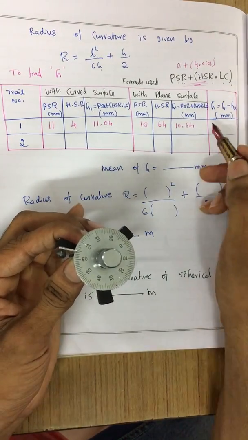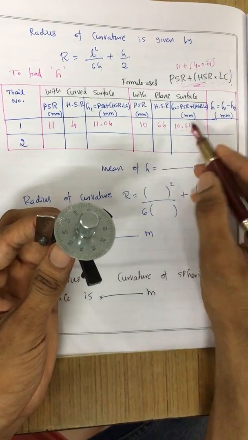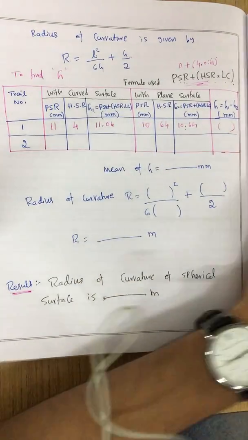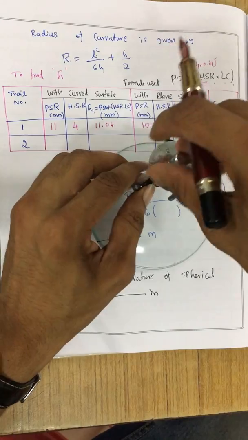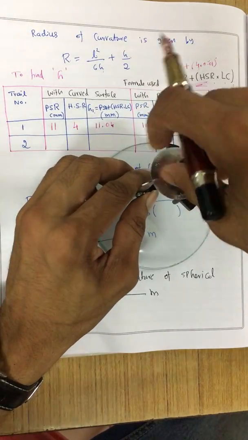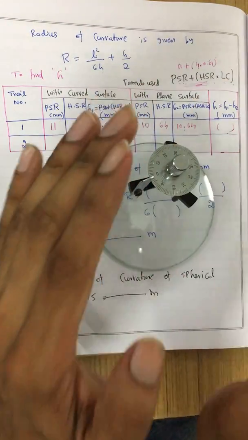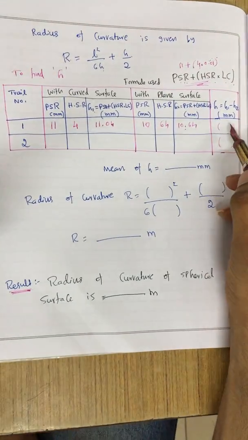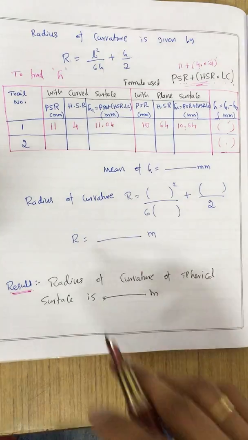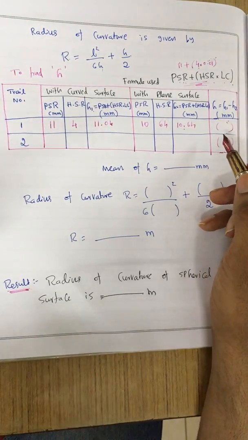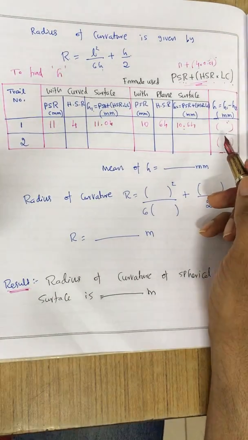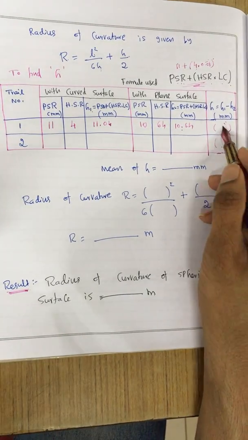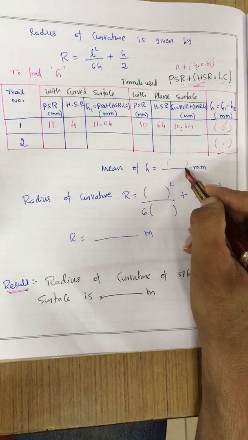So I can find h, the difference of these two, and write it over here. One more trial can also be done by placing it somewhere else, maybe here, again making sure that all the legs are touching the surface and the spherometer is absolutely balanced. One more trial gives one more value. I can go for one more trial, but it's fine to go for two trials: h for the first trial, h for the second trial. Take the mean of these two and write it over here.